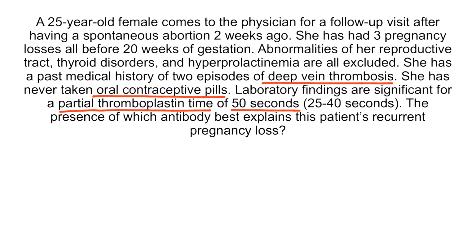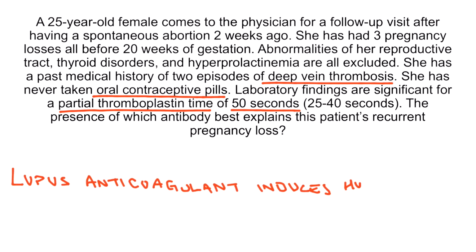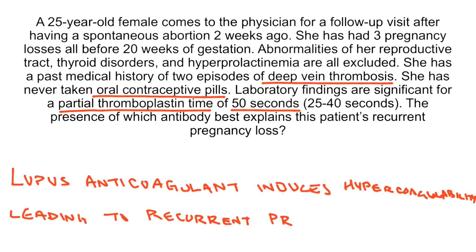Lupus anticoagulant is an antibody to membrane phospholipids which impairs fixation of the clotting factors in the test tube, resulting in a high PTT. Since lupus anticoagulant binds to phospholipids on the cell membranes, it can damage the endothelium, predisposing the patients to thrombus formation. Hence, even though antiphospholipid syndrome is characterized by a prolonged PTT, it actually induces a hypercoagulable state, which can lead to recurrent pregnancy loss. So the answer to the question is lupus anticoagulant. And that concludes our section on recurrent pregnancy loss.